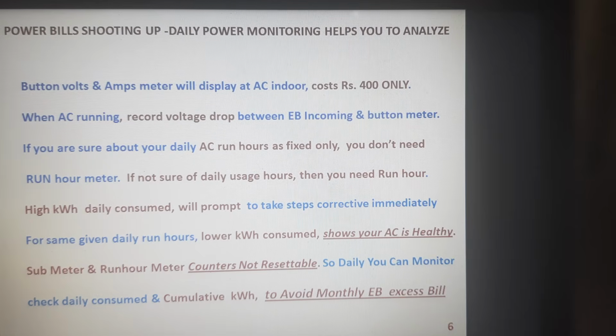The submeter and the run hour meter are like counters, they are not resettable. So it will be cumulative, either you can take it a day or a week, suiting your convenience, but this will give you an idea of the loading given to your air conditioning machine over the past day or week or month. Seeing the daily units through the submeter is always better to avoid the monthly EB excess bill. You don't need to receive the shock after a month as such.